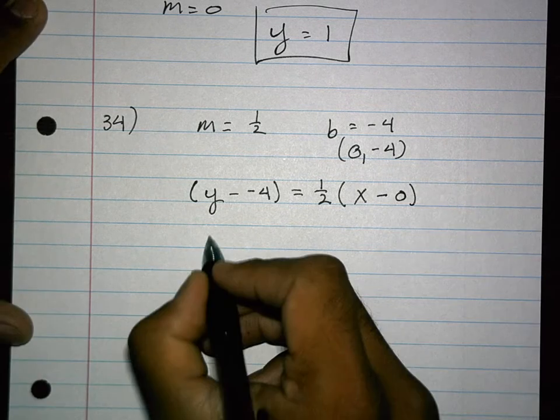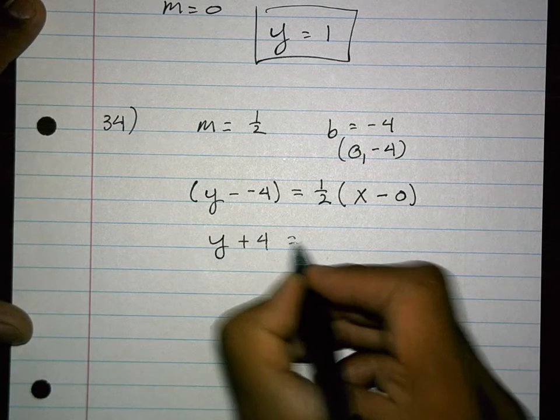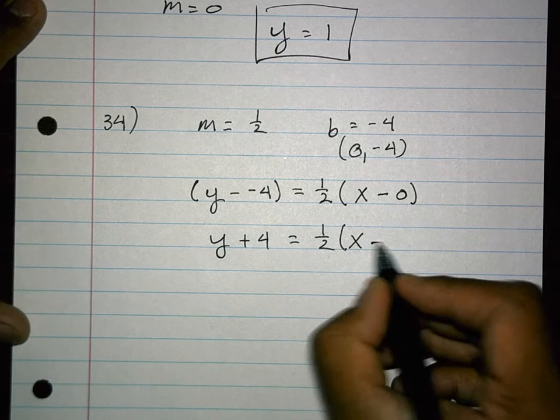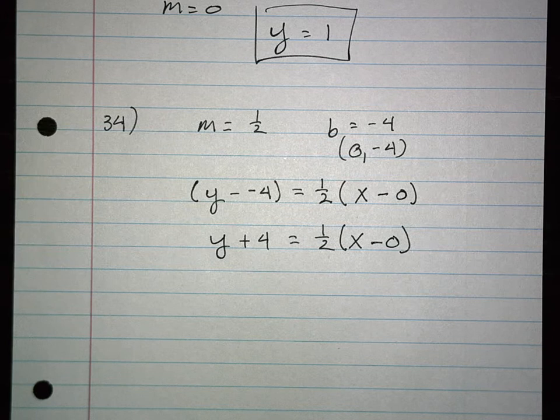So I'll clean this up just a little bit. They don't want me to put it into slope-intercept form. So technically I could leave it like that. I could even get rid of the 0, but that's technically plugging it into point slope form.